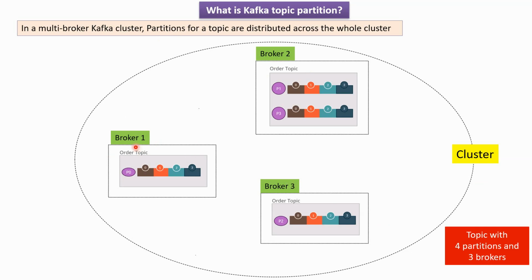Here you can see broker 1 has the order topic. The same order topic will be present in broker 2 as well as broker 3. Suppose for the order topic we have configured four partitions. Then the partitions will be distributed across different brokers in the cluster. So partition 0 is in broker 1, partition 1 and partition 3 are in broker 2, and partition 2 is in broker 3. Zookeeper will take care of assigning these different partitions to different brokers randomly.